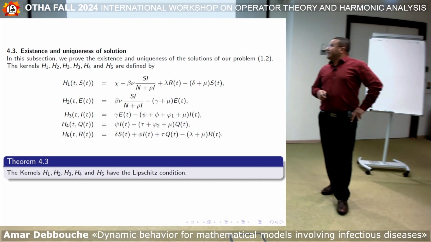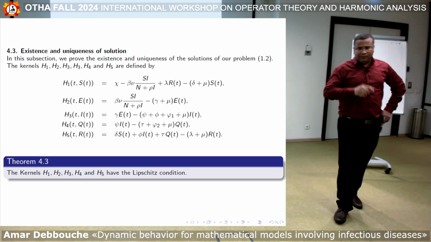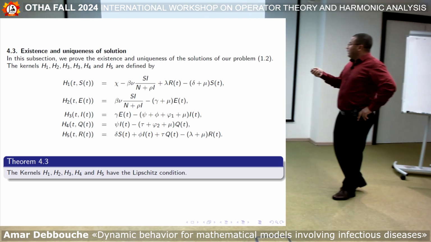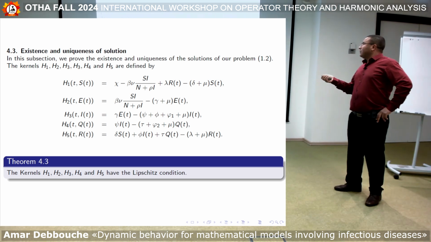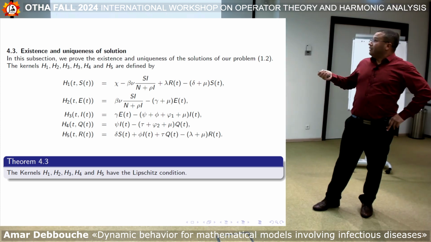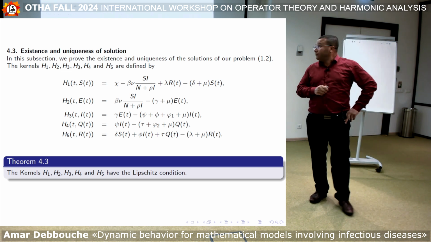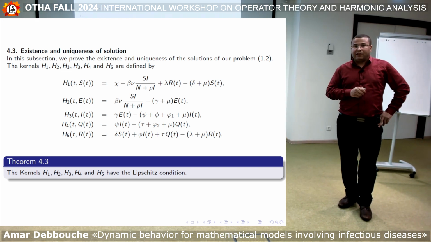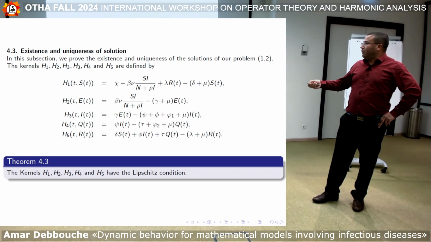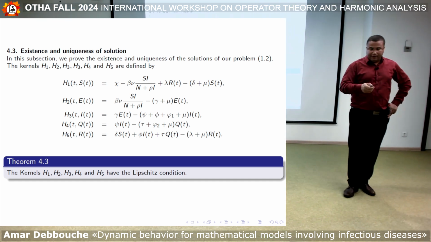Now we study the existence and uniqueness of solutions of our considered model. First of all, we rename the right-hand sides of our considered model as new kernels from H1 till H5 in order to simplify the calculus. Okay, the first result: we prove that our kernels satisfy Lipschitz conditions.